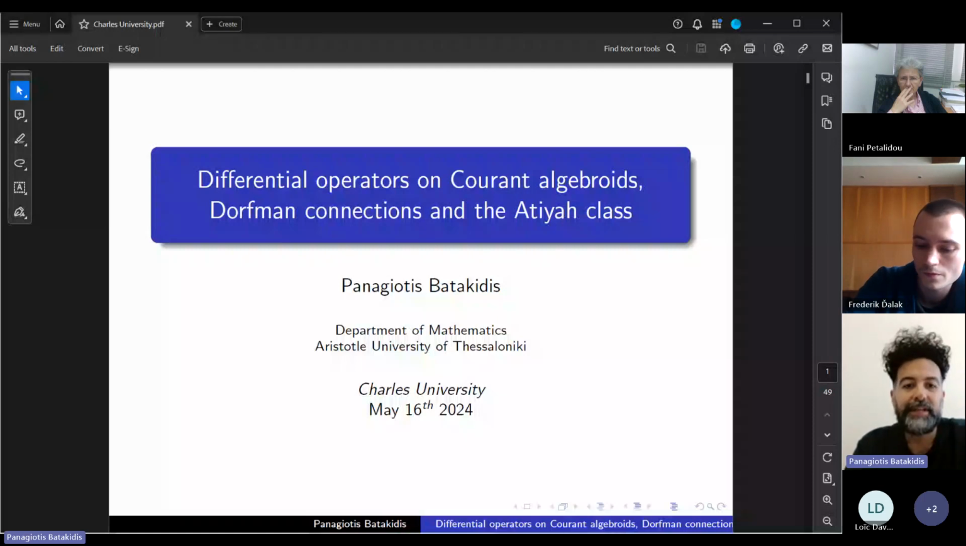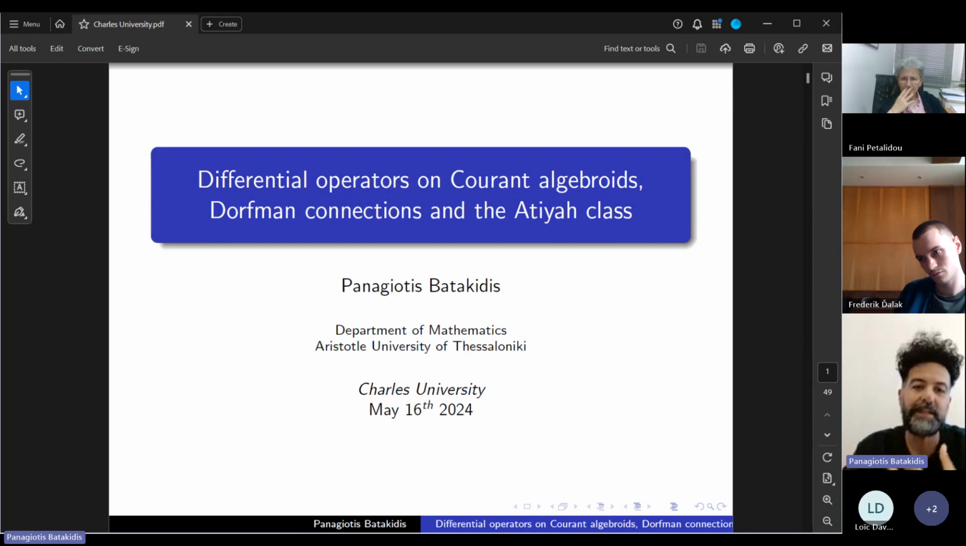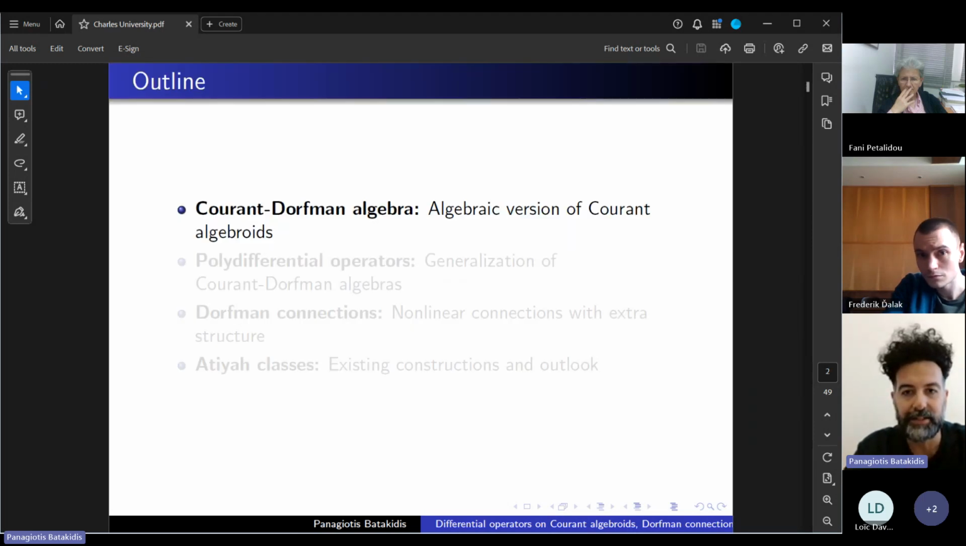So as you see from the title, it basically has three parts. The first part will be to discuss a little bit what a definition of differential operators on a Courant algebroid is, and for this we'll be generalizing a construction of Roytenberg. The second part has to do with Dorfman connections. I'll tell you what this is, and if we have time at the end, I'll talk a little bit about the Atiyah class. So that's the outline, basically, of the talk.